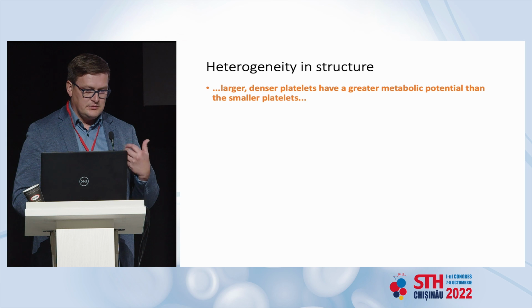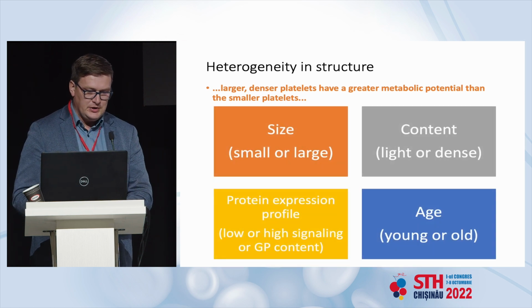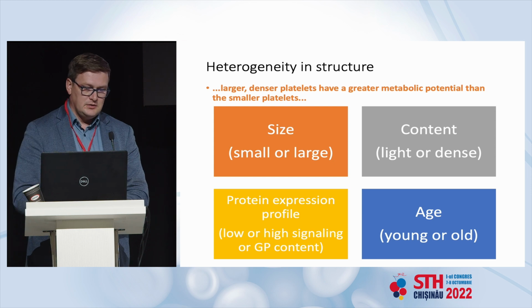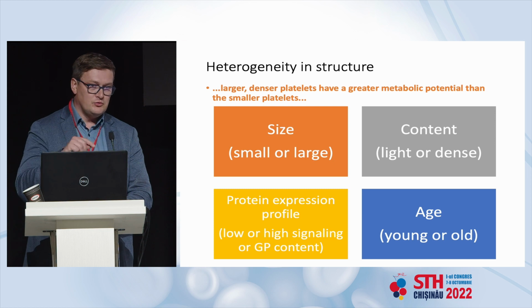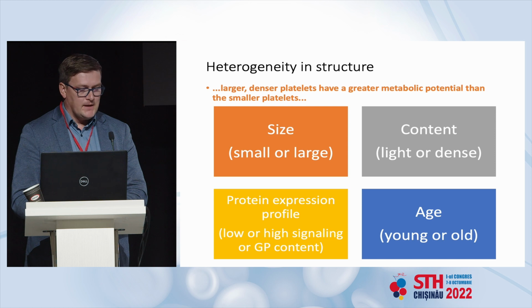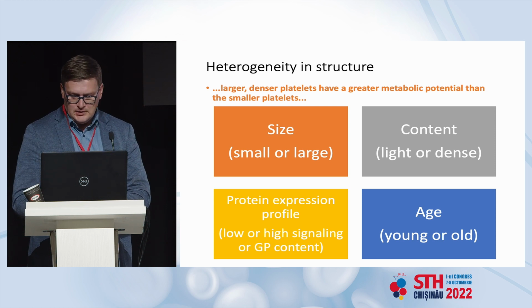For example, they differ in size, they differ in their content, called light or dense platelets. They differ in protein expression profile and the content of glycoproteins. And they are young and they are old. So given this slide, we can tell that with 2 to the power of 4, we can have 16 different platelet populations in one single individual.